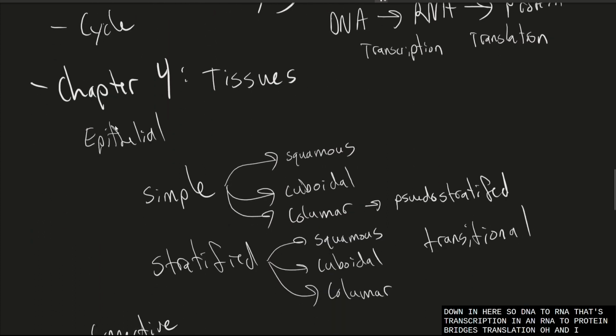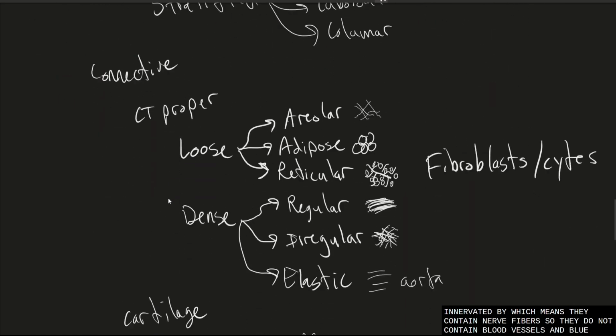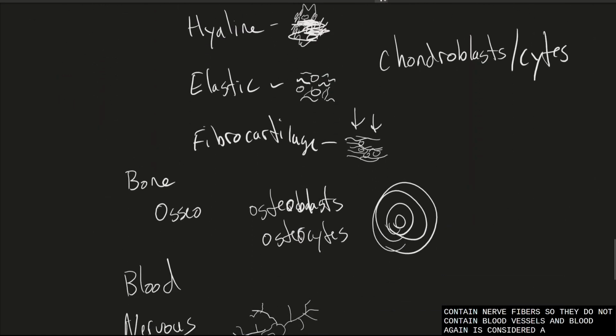Oh, and a few other things about the epithelial cells. Do they contain blood vessels? No. They are avascular. They are innervated, though, which means they contain nerve fibers. So they do not contain blood vessels. And blood, again, is considered a connective tissue.